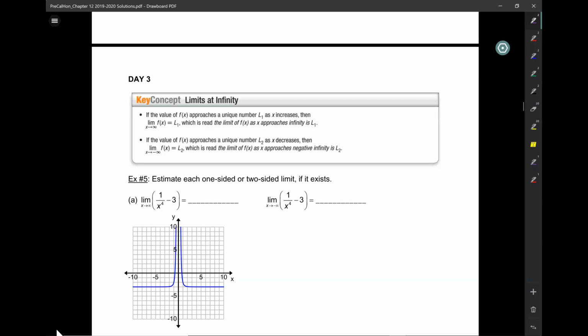Okay, so if the value of f of x approaches a finite number as you move to infinity, we say the limit is L. Right? So what we're going to do is look at the end behavior. So when we talk about limits at infinity, we're talking about end behavior.